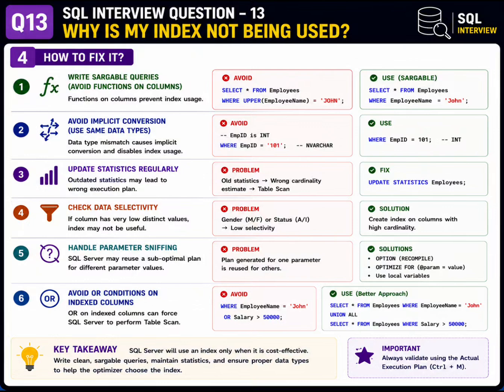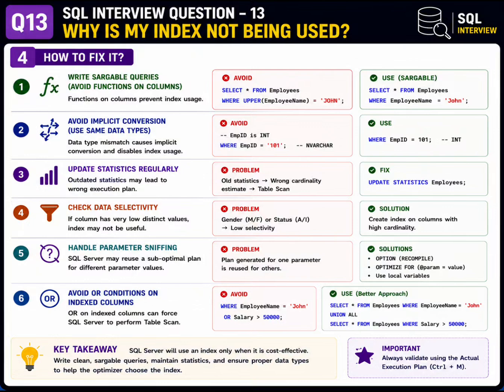The second is to avoid implicit conversion. Ensure both sides use the same data type. This allows SQL Server to use the index efficiently. Then update statistics. What do we have to update here? We have to update statistics on the employees table, that is, UPDATE STATISTICS employees. It helps SQL Server generate better execution plans.